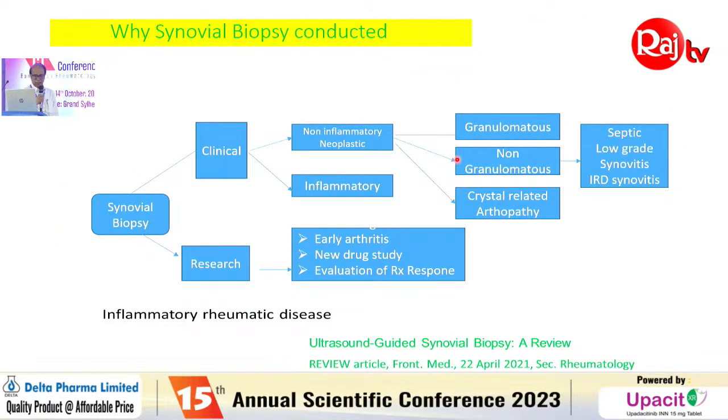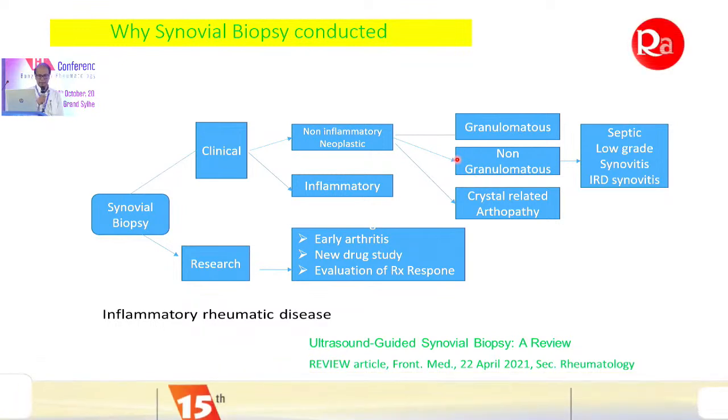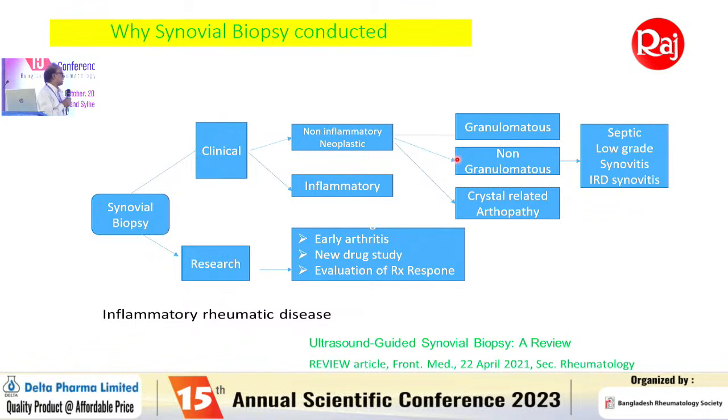This is why, again, we can do synovial biopsy for clinical and research purposes. In early arthritis we can make the diagnosis. For research purpose, in early arthritis, new drug evaluation and treatment response. Clinically, granulomatous disease, non-granulomatous disease, and crystal disease, as already mentioned in the previous slide.